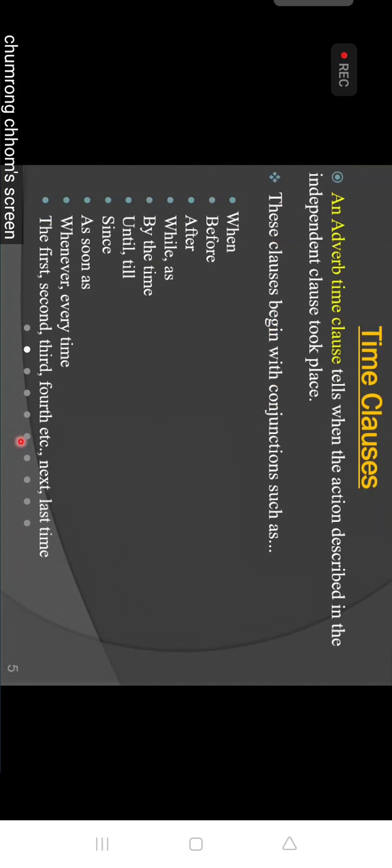When we're talking about the adverb of time, these are the conjunctions that we use: when, before, after, while, as, by the time, until, till, since, as, whenever, every time, or the first, second time, and so on. These are the conjunctions that we use with adverb of time. You can see there are too many conjunctions already, so when, before, after, and so on.